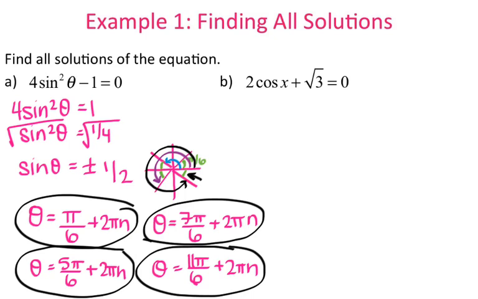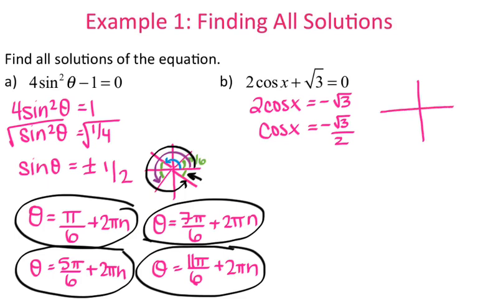Alright, let's do another one. So I have 2 cosine of x plus the square root of 3 equals 0. I'm going to go ahead and solve for cosine of x. So I have 2 cosine of x equals negative square root of 3. Divide by 2. So I have cosine of x equals negative square root of 3 over 2. So cosine is my x-coordinate, and my x-coordinate is negative in 2 quadrants. It's in quadrant 2 and quadrant 3.